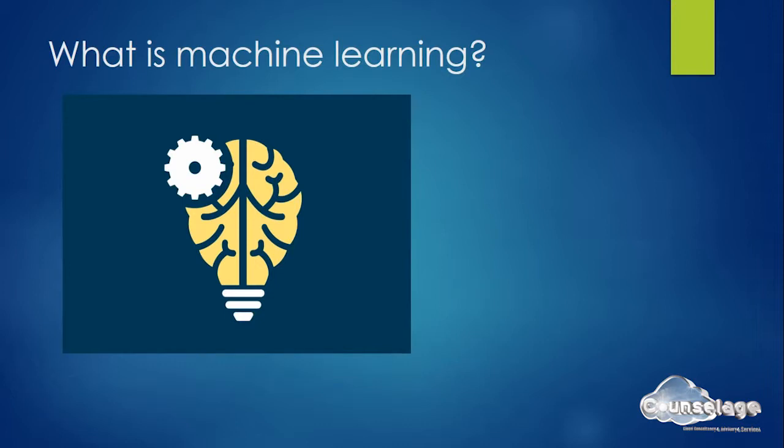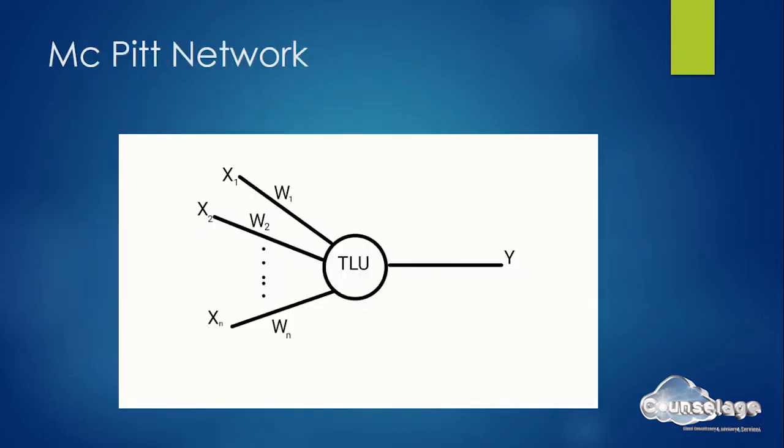What is machine learning? Machine learning is a subfield of artificial intelligence which is inspired from human brains. ML mostly implements neural networks, which is an implementation of biological neuron cells in terms of machines. One of the most famous models for a neuron is the McCulloch-Pitts network, also known as the McPitts network.